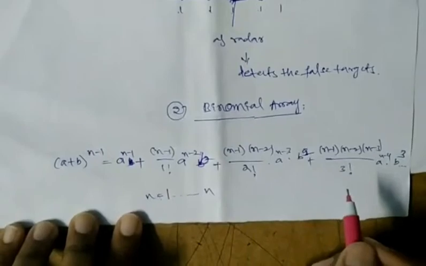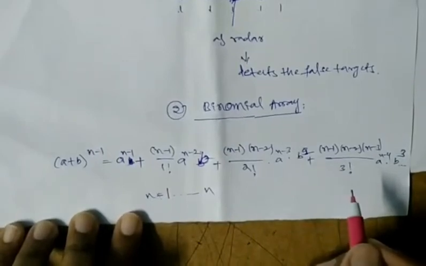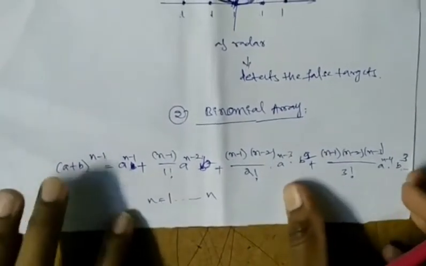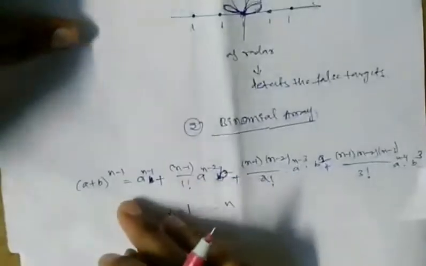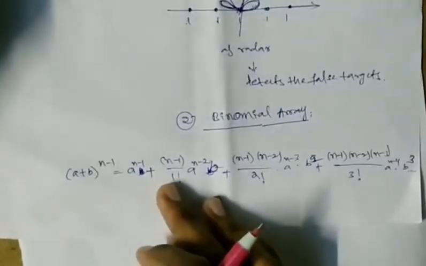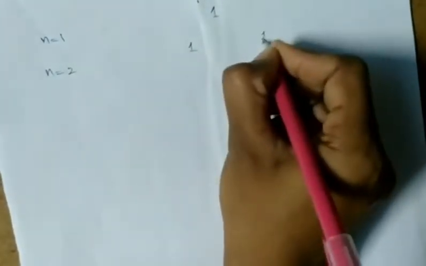All the binomial coefficients are represented in the form of Pascal's triangle. Now here we are seeing the Pascal triangle. So here n equal to 1. When n equal to 1, substituting in this formula, we obtain the coefficient as 1. For n equal to 2, we obtain the coefficients as 1, 1.